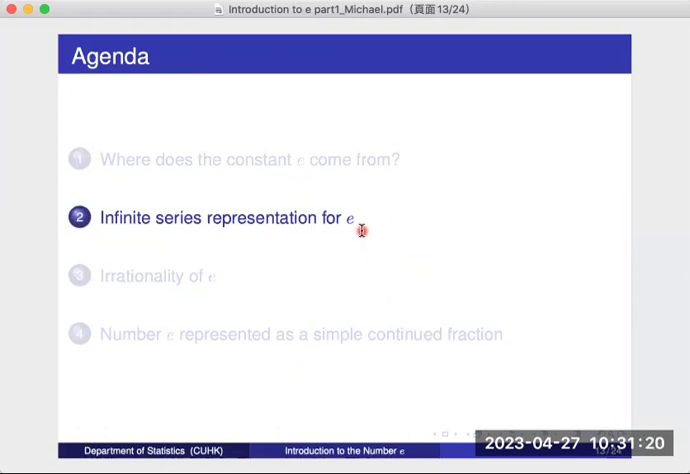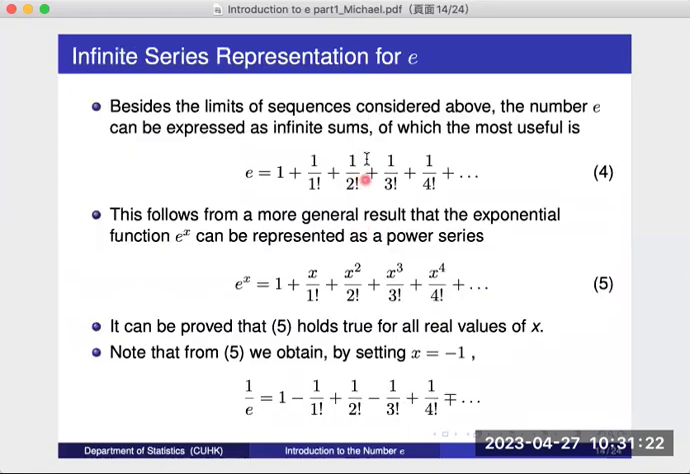Moving on to the next section, we see that besides the limits of sequences considered above, the number e can also be expressed as infinite sums. The most useful of these is the infinite series representation: the sum of 1 plus 1 over 1 factorial plus 1 over 2 factorial plus 1 over 3 factorial plus 1 over 4 factorial and so on, equals the number e.